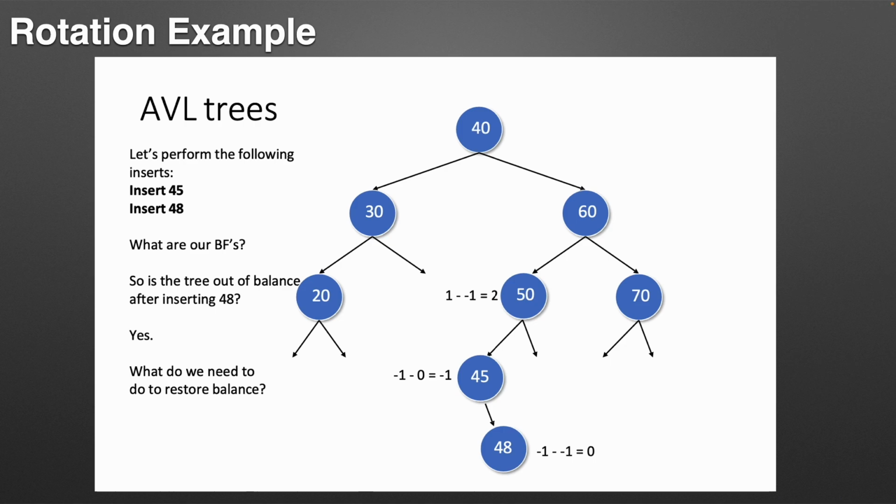So in this case, we've got a problem at 50, right? Because it's got a 2 here. And that has happened after we've inserted 48. So we need to balance that.